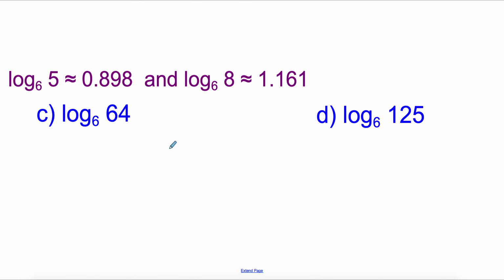Go ahead and try these next two, see if you can figure them out using properties. Pause the video for a minute or two, and then come back to see how to work through these.